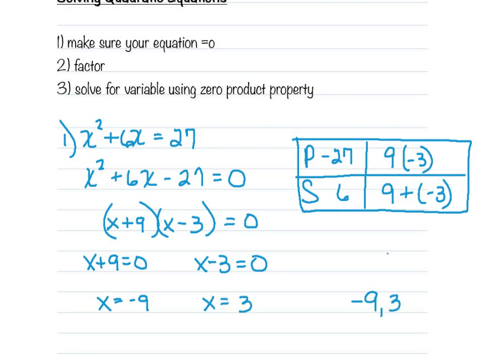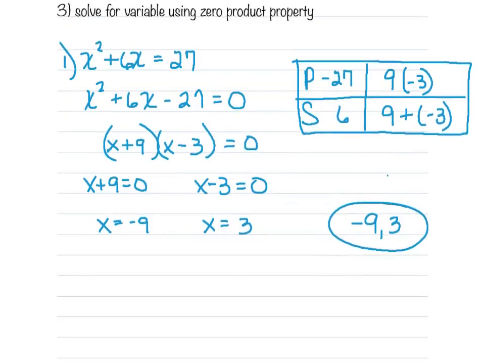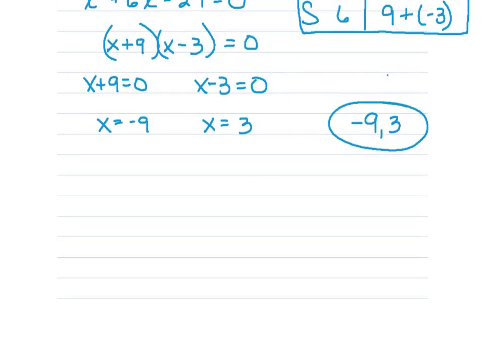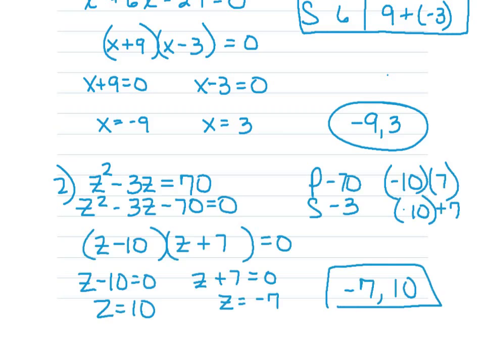Okay. Now try to solve number 2 on your own. Here we go. I have z squared minus 3z is equal to 70. So you want to solve for z. Okay, the roots of this equation are negative 7 and 10.